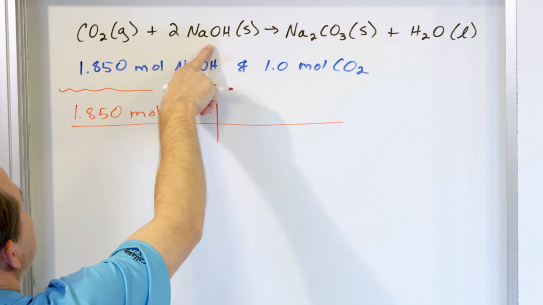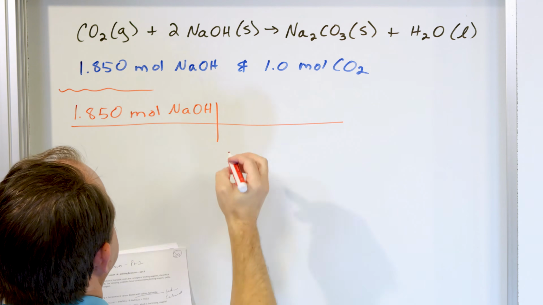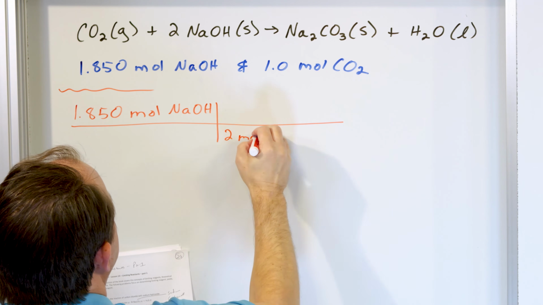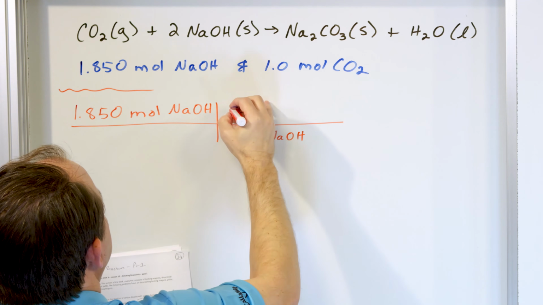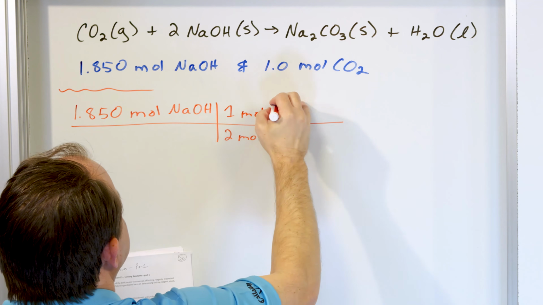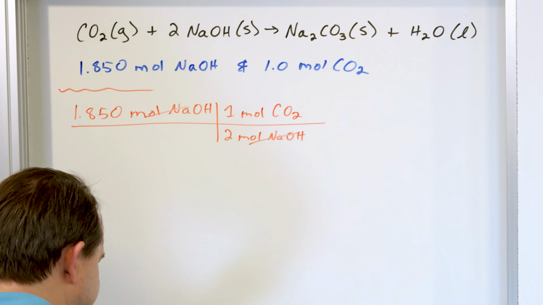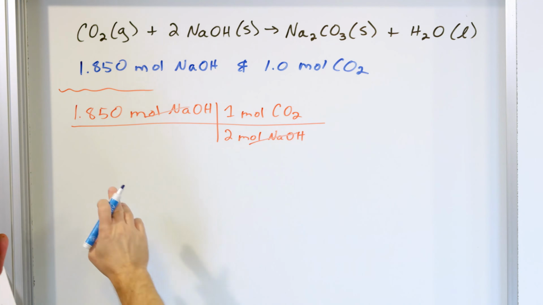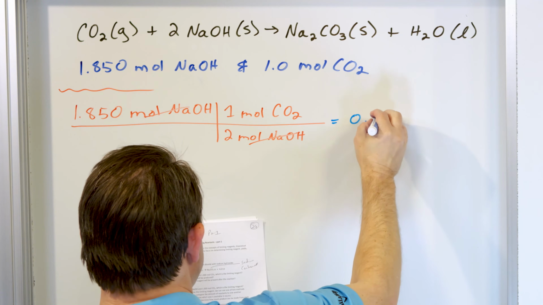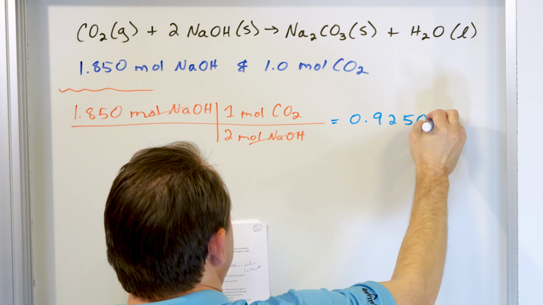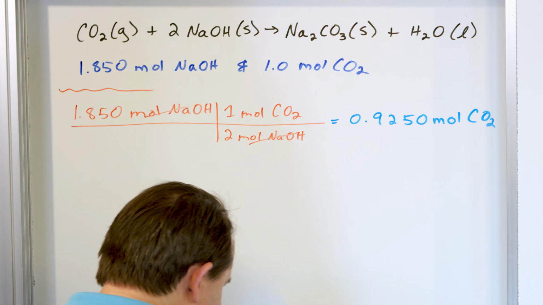They react in a ratio of 2 moles of this to 1 mole of carbon dioxide. So 2 moles of NaOH on the bottom, so it cancels, reacts with 1 mole of CO2, right? Just like this. And the units we have left is carbon dioxide. So if you take 1.850 times 1 divided by 2, you get 0.9250 moles of CO2.